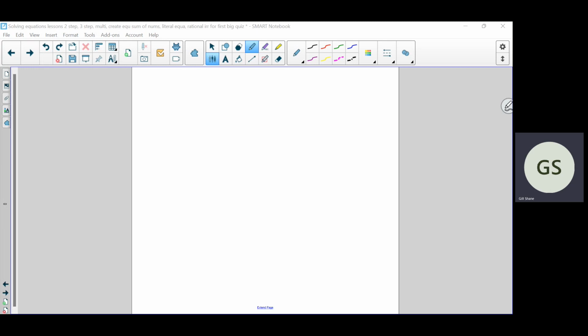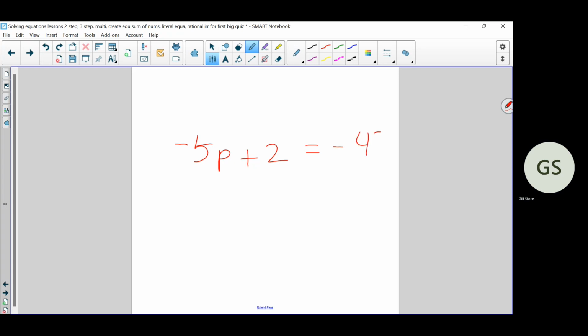All right, so the first problem, it says negative 5p plus 2 equals negative 43. I have to try to do it up here because I'm recording. All right, working a little better. So there's your problem. We're going to solve for that variable p.